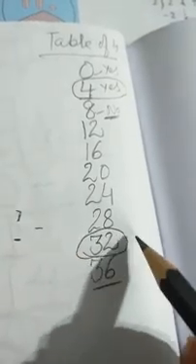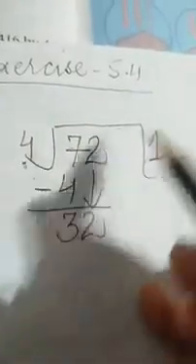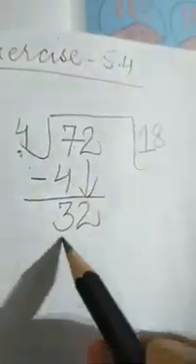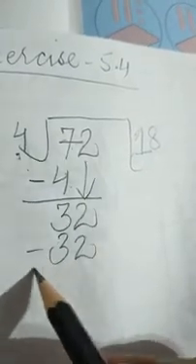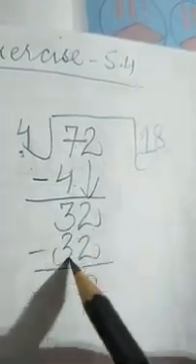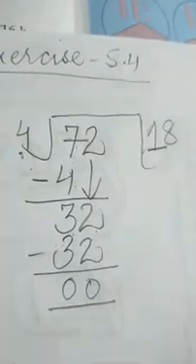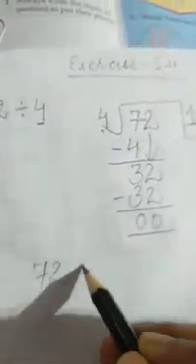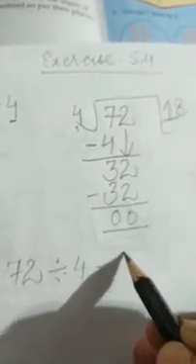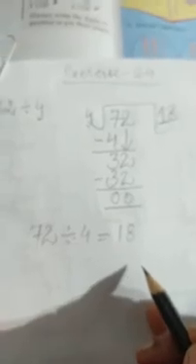Now we will see the table of 4. Here we can get 32. Yes, here is 4 eights the 32. So here students what we will write? 4 eights the 32. Yes, 2 minus 2 is 0, 3 minus 3 is 0. So here what we will do? We will write the answer now. 72 divided by 4 we got 18. This is our answer. Like this we will do the sum.